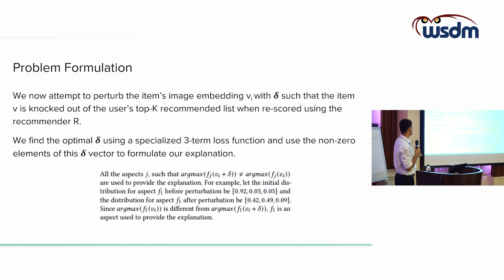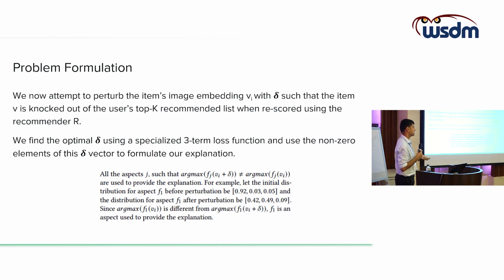So we now try to perturb the item's image embedding VI with delta such that the item is knocked out of the user's top K recommended list when rescored using the recommender R. So we have our original item embedding obtained using CLIP. We just add a perturbation vector delta to it, and we add it in such a way that when I rescore it using the recommender, it is no longer recommended to the user.